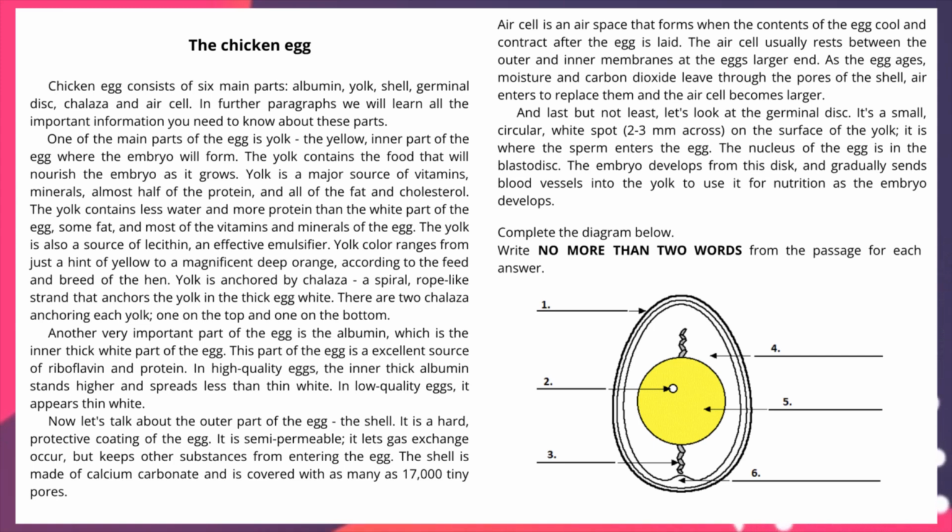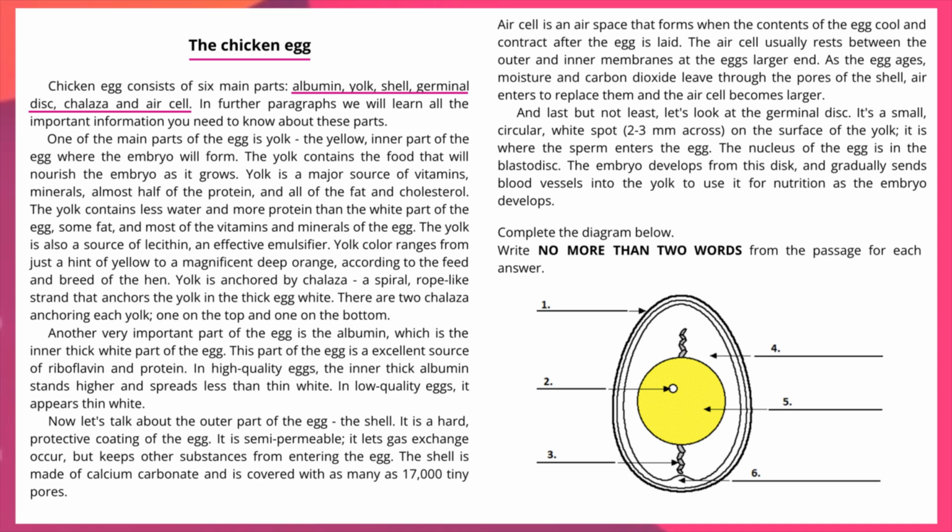Now look at this particular passage. The main heading says the chicken egg. This will definitely give you a great idea of what the diagram would be or what the passage is about. Now you have to underline all the terms that you come across. For example, in the first sentence, you can see the words albumin, yolk, shell, germinal disc, chalaza and air cell. This would definitely give you an idea that these can be the parts of the chicken egg.